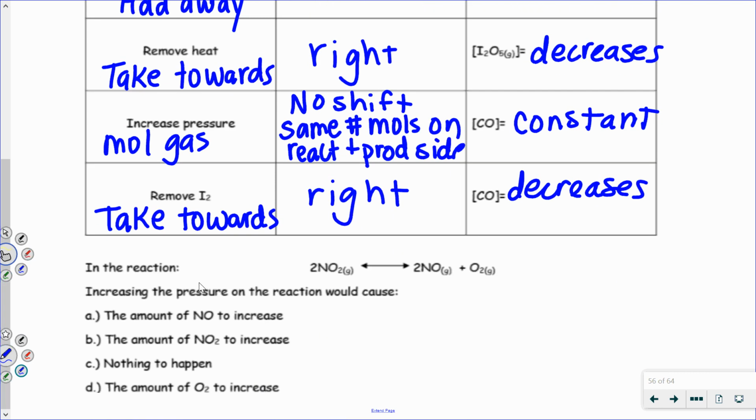Now the last problem in your note packet gives you this reaction right here, and it says, increasing the pressure on the reaction would cause what to occur? Okay, so these are kind of a little bit trickier. So let's take a look. If I increase the pressure, let's first figure out which way it's going to shift. Remember, when you're looking at pressure, you're looking at moles of gas. So on my reactant side, I have 2 moles of gas, and on my product side, I have 3 moles of gas. All right. Remember, if you increase the pressure, you're squeezing the system tighter. It's going to want to shift in a direction where there are less moles. So it's going to shift to the left.